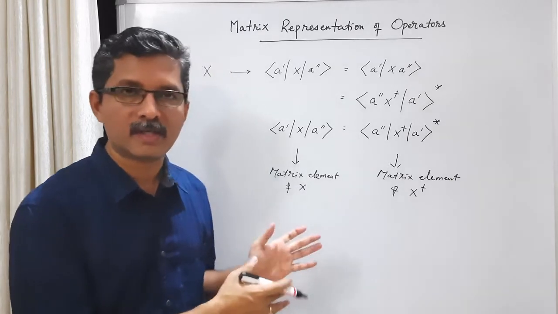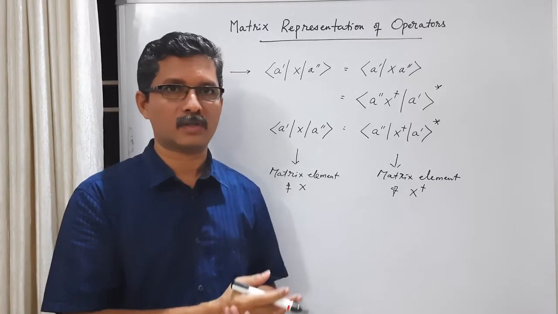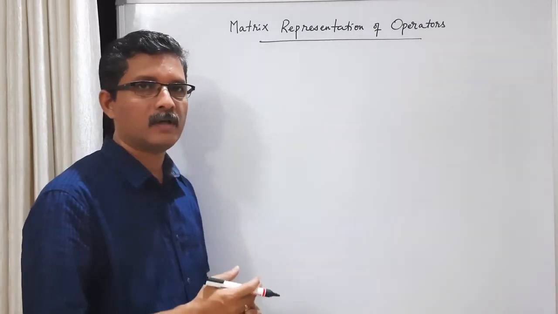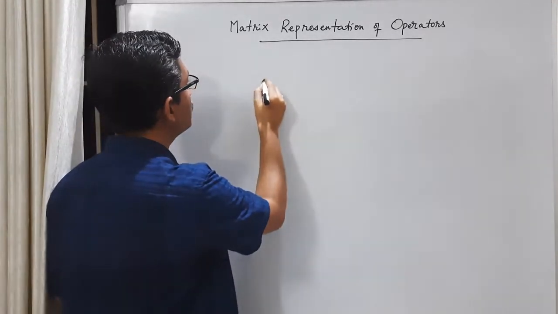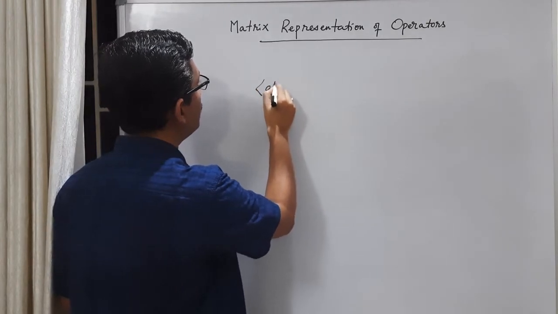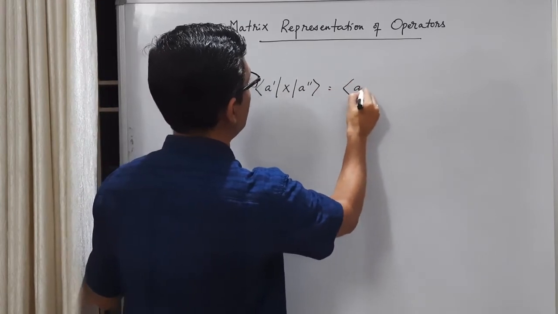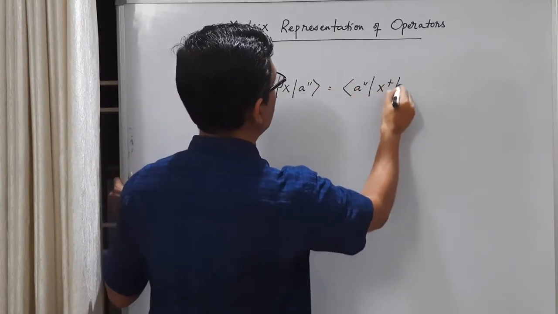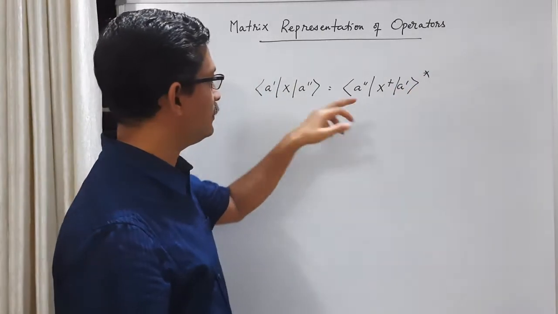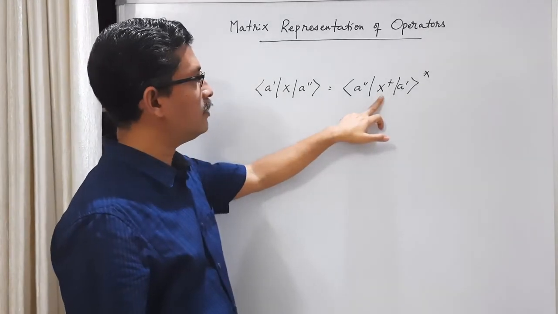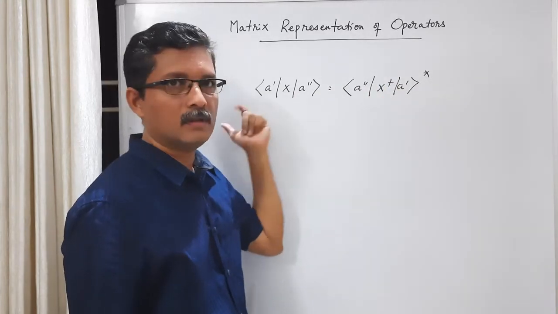Only after introducing the matrix representation can we say that Hermitian adjoint means transpose and complex conjugate. One more point regarding Hermitian adjoint: what we have just seen is ⟨a′|X†|a″⟩ = ⟨a″|X|a′⟩*. This is the meaning. It means that the matrix element of the Hermitian adjoint of an operator is the transpose and complex conjugate of the matrix element of X.